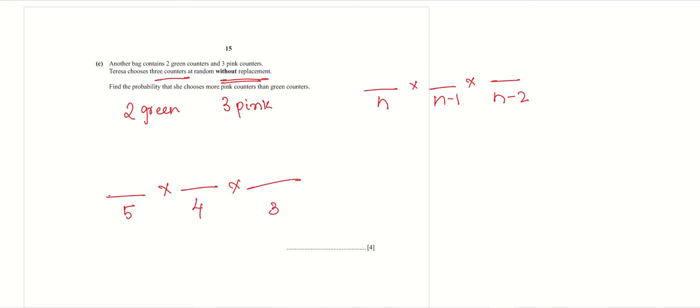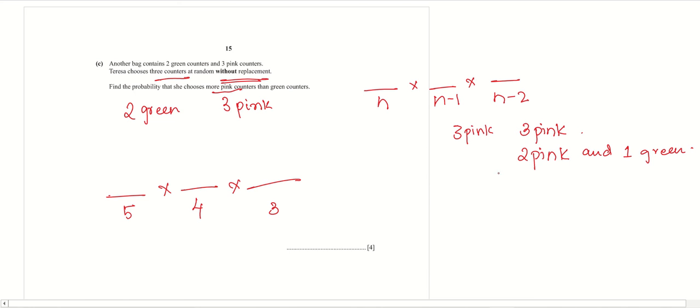So every time she will take 1 counter and she will not keep it back. So of course the total number of counters will decrease. Now the question is to find the probability that she chooses more pink than green. There are 3 pink counters that we know. So first of all, she can choose 3 pink, or she can choose 2 pink and 1 green. Now she cannot choose 2 green and 1 pink.